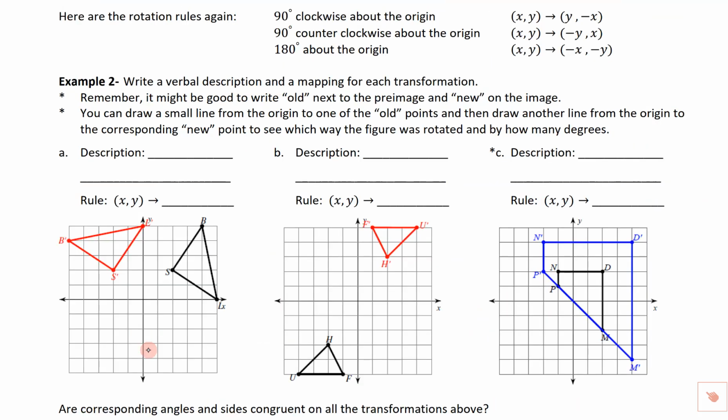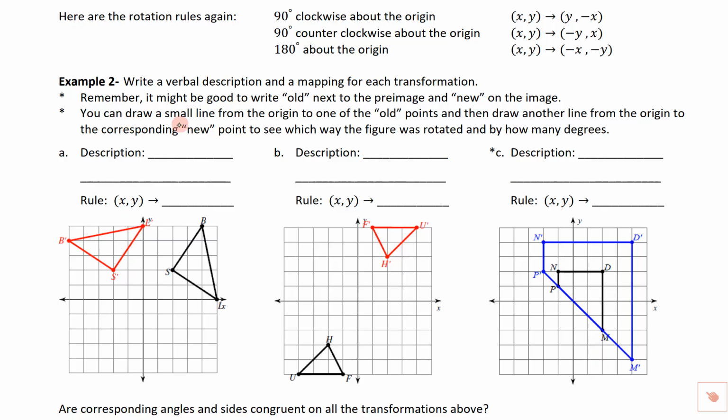Okay, on the second side, I've got the rules for rotations listed down here. Dilations, we'll deal with those again in just a minute. Those rules are a little bit easier because it's only got that scale factor of C in there. So notice on example 2, it says, write a verbal description and a mapping for each transformation. Remember, it might be good to write old and new, old next to the pre-image and new next to the image like we've been doing.